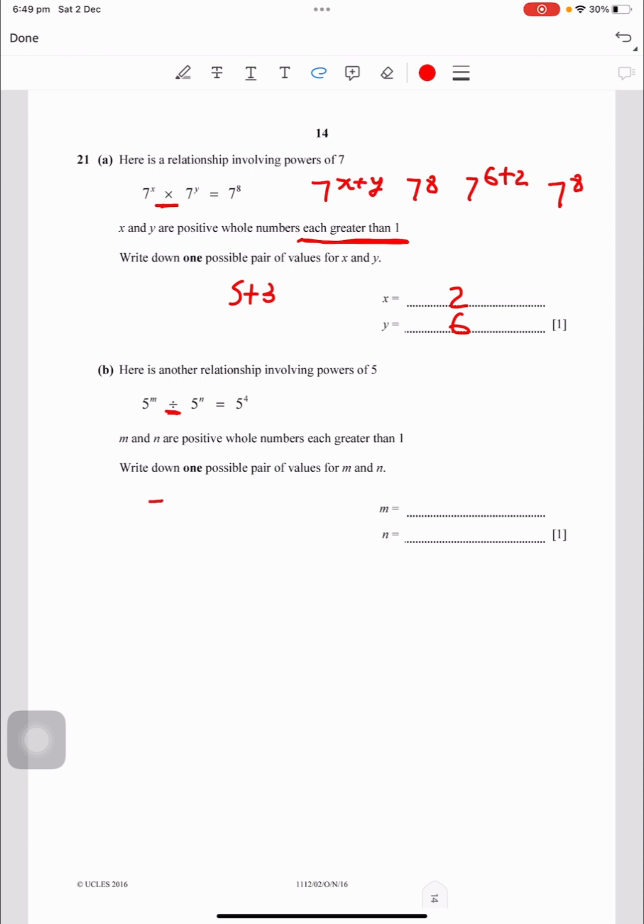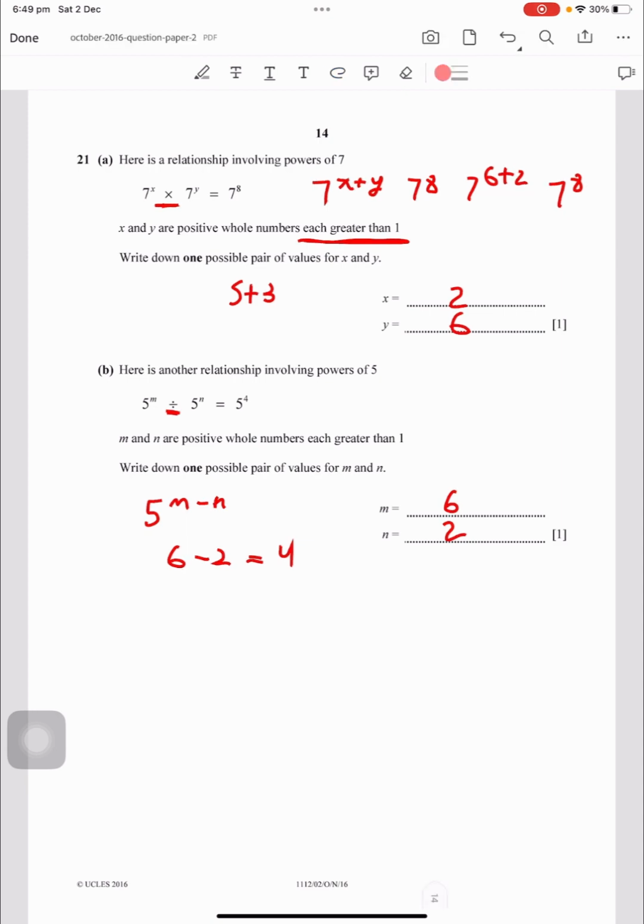So for this, it's basically 5m minus n, like this. So what will we basically minus that we will get 4? Again, we could actually say 6 minus 2, because if we minus those, we get 4. So this is one value. There's lots of answers, again, they could be. So yeah, I'm just gonna do 6 and 2 for this one as well.